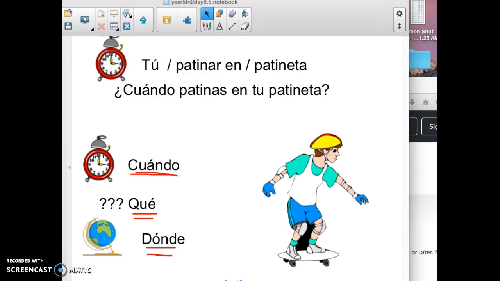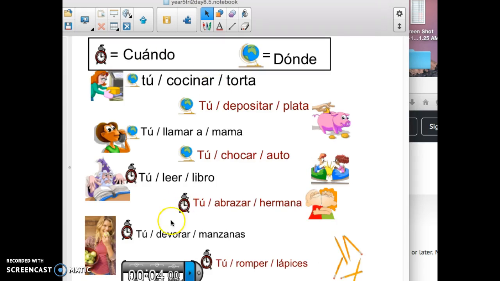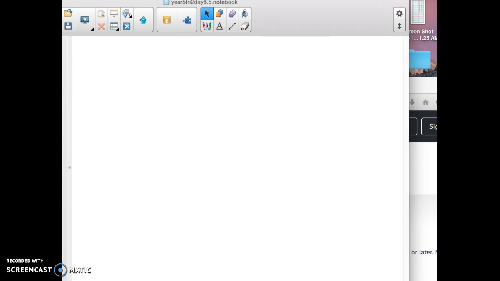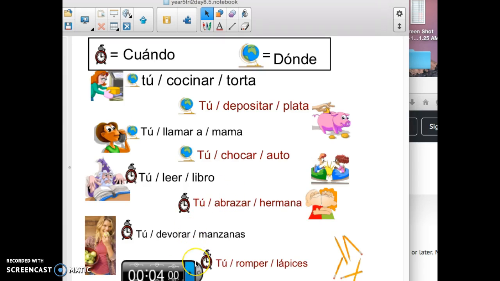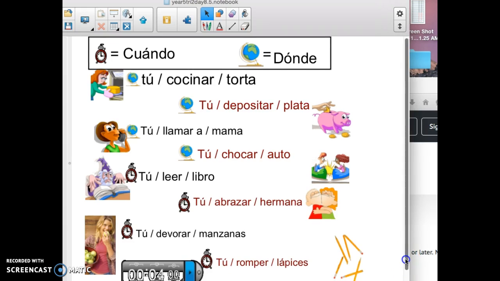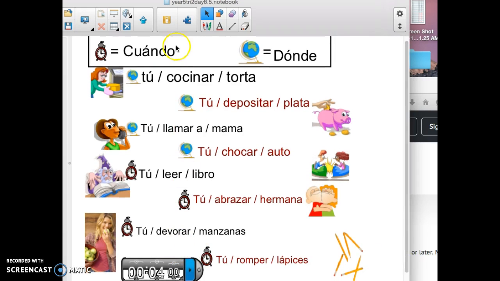Okay, so the next page right here, let's see if I can get this so it looks okay. Here there's 4 sentences for each person. What you and your partner are going to do is do that with all of these. I would recommend that one person do the donde questions and one person do the cuando questions. We'll do maybe one of each right now so you can have an idea.